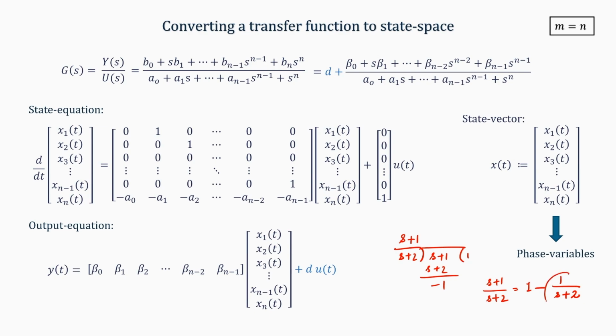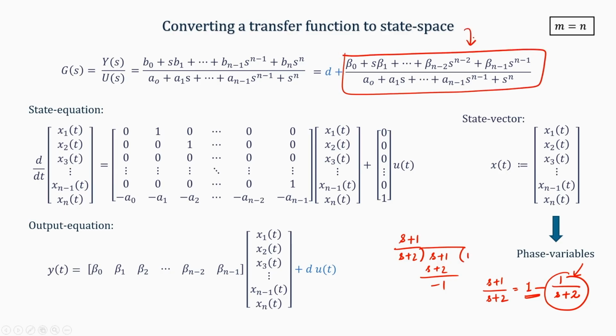And now you notice that this is again a strictly proper transfer function. The numerator degree is 1 less than the denominator degree, and this is a constant that you will get, and that is what we are writing here. So, in a general form we are writing it. So, if the numerator and the denominator degrees are equal, then I can always divide and get a constant out, and then write the rest as a strictly proper transfer function.